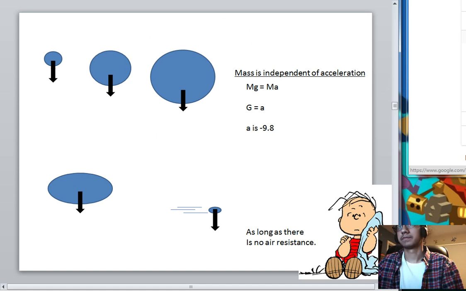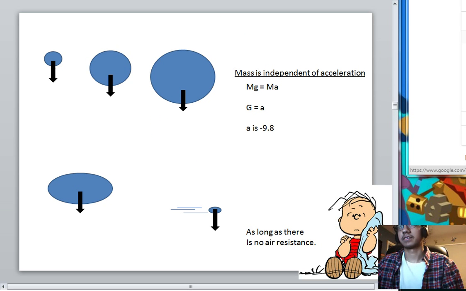So what does this mean? This means that acceleration vertically is going to always be negative 9.8, and whether it's a football or a bullet, it's the same acceleration. And x is independent of the y-axis.